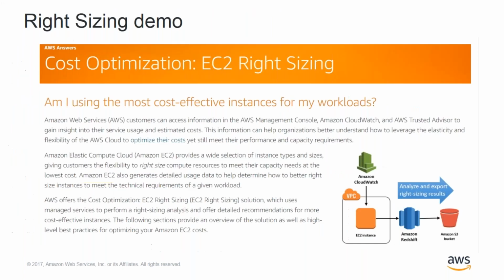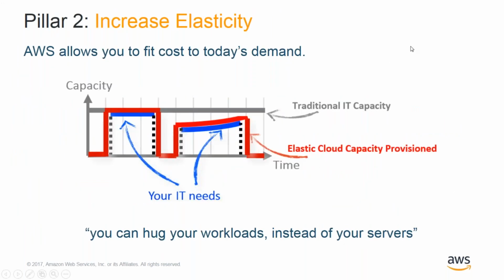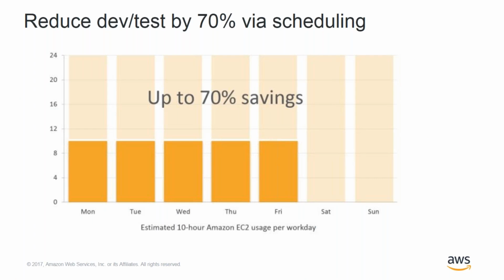So going back to the slides, the second pillar is about increasing elasticity. And so it's all about, as mentioned earlier, hugging your workloads instead of your servers. And so from a dev test perspective, typically our developers only need their resources perhaps 10 hours a day, maybe more. But if they do only need their resources 10 hours a day, what that means is it can be turned off outside of working hours if the architecture pattern allows. And so what that means is it can save you up to 70%.